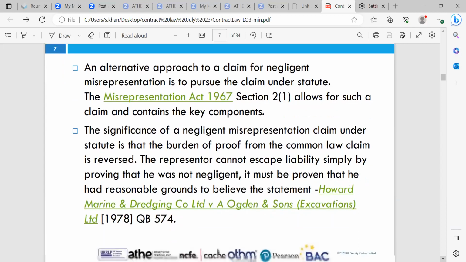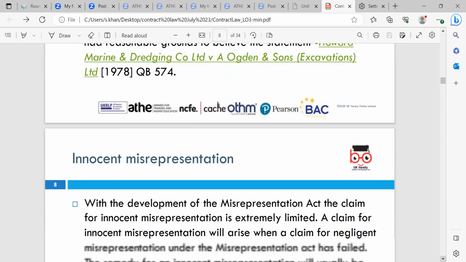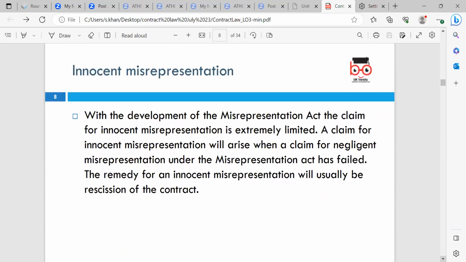Excavations Limited 1978. Innocent misrepresentation. With the development of the Misrepresentation Act, the claim for innocent misrepresentation is extremely limited. So a claim for innocent misrepresentation will arise when a claim for negligent misrepresentation under the Misrepresentation Act has failed. The remedy for innocent misrepresentation will usually be the rescission of the contract.